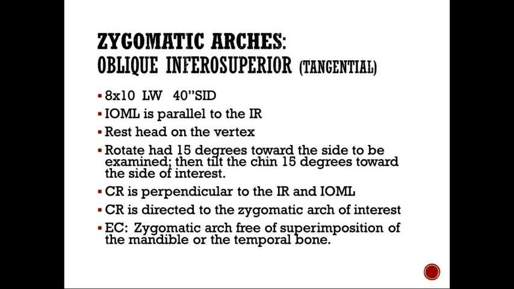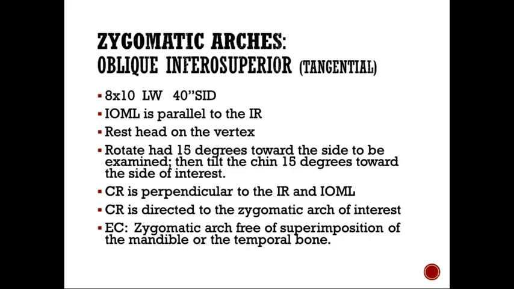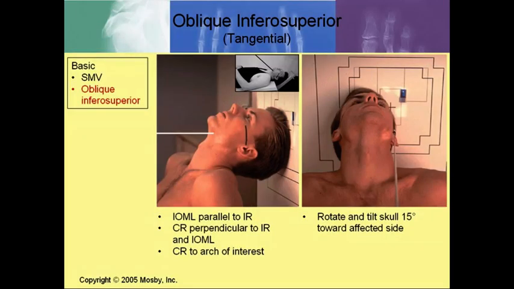So we'll rotate the head 15 degrees towards the side to be examined, and then we'll tilt the chin 15 degrees towards the side of interest. The central ray will be perpendicular to the IR and the IOML, being directed to the zygomatic arch of interest, and we should be able to see the zygoma of interest, the arch, free of superimposition of the mandible or the temporal bone.